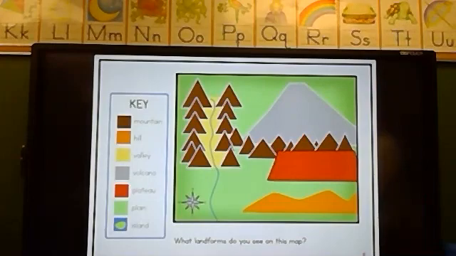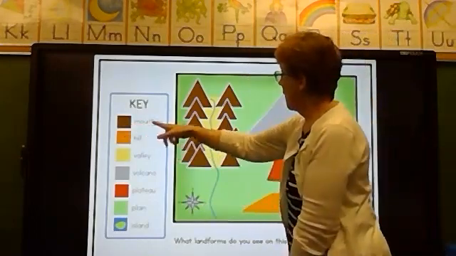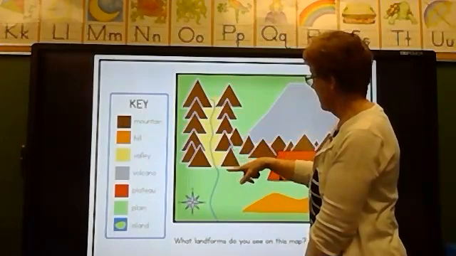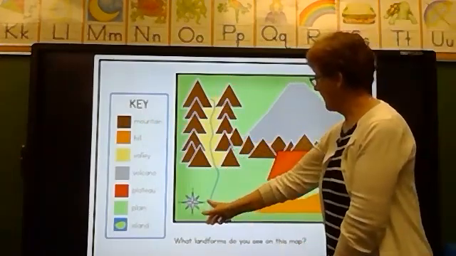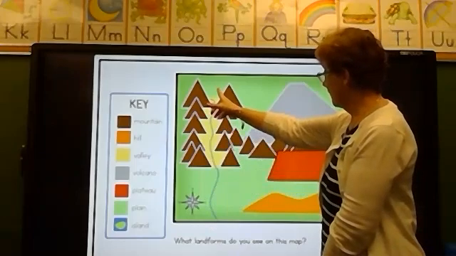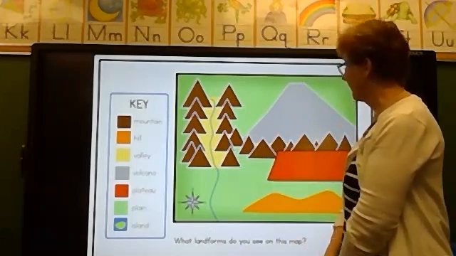Okay, what landforms can you see on this map? All right, and again, there's your compass rose, okay? And I'm looking for the brown. The brown are mountains, okay? And from where I'm standing, the mountains are to the north and to the northeast, right?